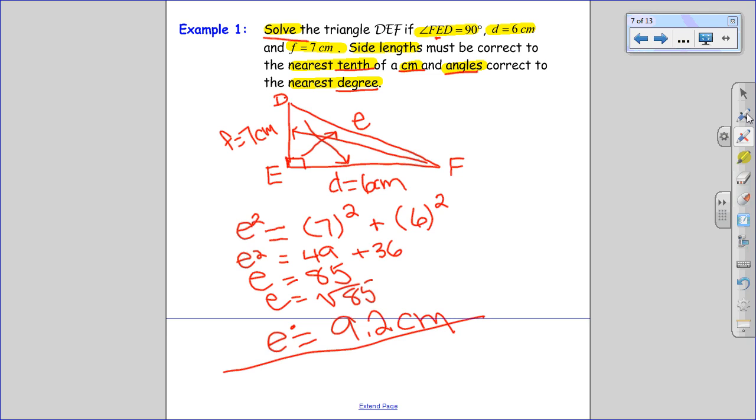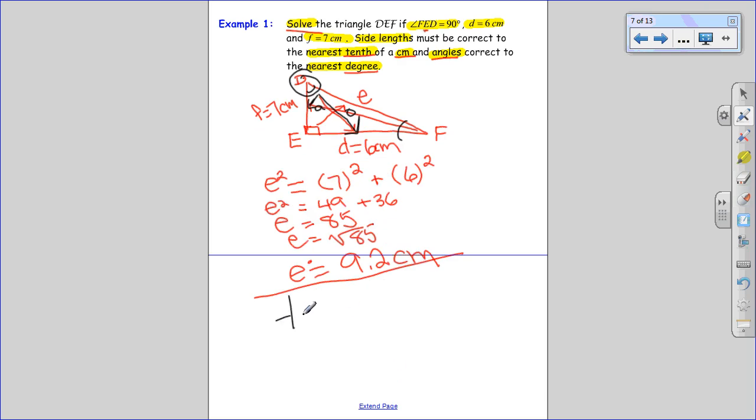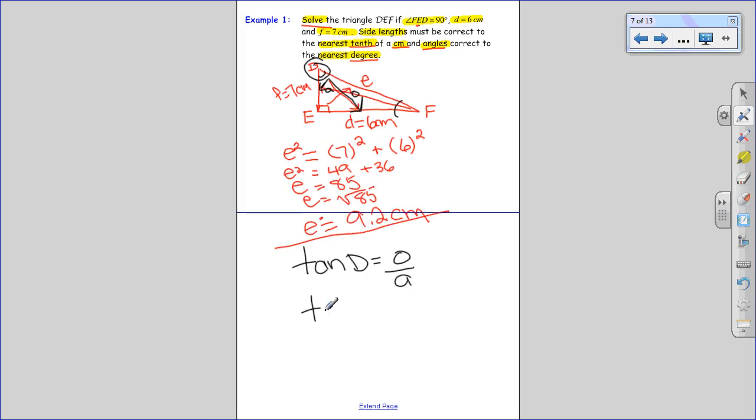I have one side. What do I need to solve for? I can choose to solve for angle D or angle F. Does it matter? Not really. If I choose to solve for angle D, I know my opposite side, and I also know my adjacent side. So I have to think about what trig ratio uses opposite and adjacent. And that's tangent. So the tan of angle D is equal to the opposite side over the adjacent side. So in this case, tan of D is opposite, which is 6 over 7. And that means D is equal to the inverse tan of 6 over 7.